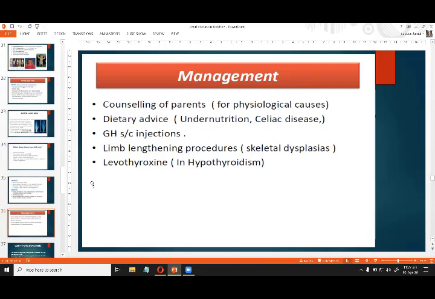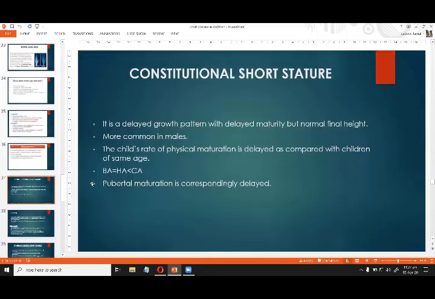If there is growth hormone deficiency at the base of the short stature, then you will give subcutaneous injections of growth hormone. Limb lengthening procedures if there is some skeletal dysplasia, and if the child is having hypothyroidism leading to short stature, then we will give levothyroxine. Now, I will briefly discuss the various etiological causes of short stature and their treatment patterns.